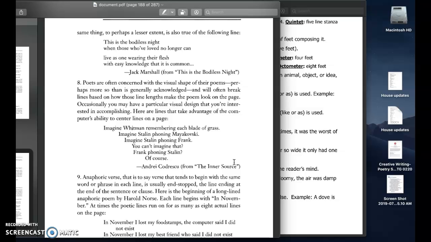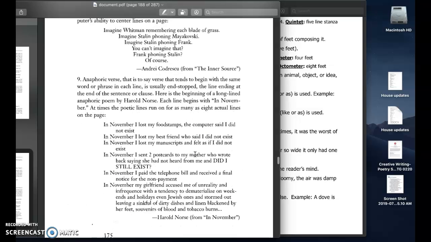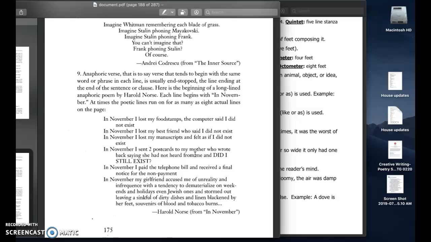A couple other reasons that Howitt gives: poems are often concerned with the actual visual shape of their poem, and this is a really cool part of poetry. Here you can see the example of a certain visual design. So certainly that plays a big role in how lines are structured and set up. And what we're working on for this week is looking at anaphoric verse. It's one of your poetry exercises.